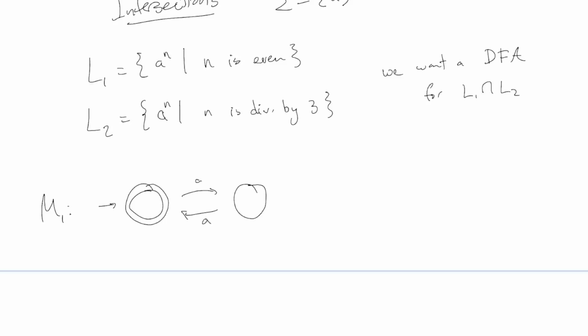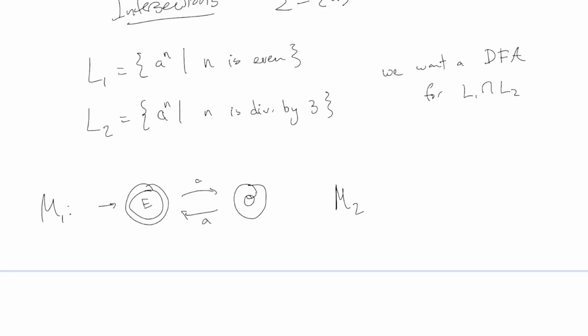Anybody recall, how do you get the other language? I want n to be divisible by 3. Maybe just for fun, I'll give names to these states. I'll call this one E and O. Is that confusing to use the letter O inside there? It's not an accepting state. I'll make a fancy curly Q O. Even and odd. That's what the E's and the O's are for.